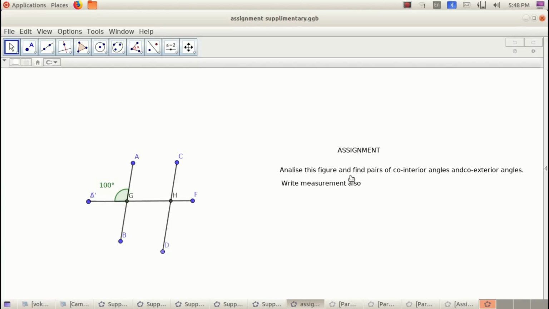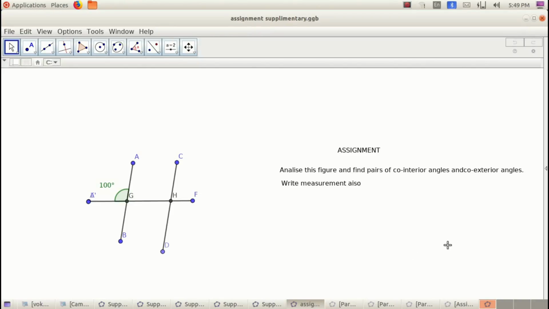Analyze this figure and find pairs of co-interior angles and co-exterior angles. You have to make two columns, one for co-interior pairs and the other for co-exterior pairs. And write the name of pairs of co-interior, two lines, and angle, name, measurement, etc.